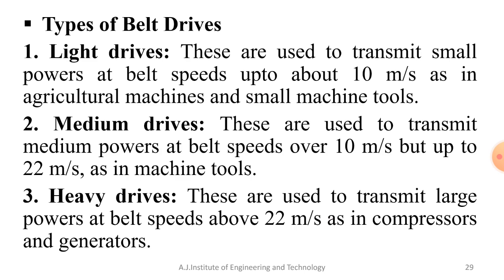Light drives are usually used in agriculture machines and small machine tools. Medium drives can be used in machine tools applications, and heavy drives are usually used in compressors or generators. So these are the different types of belt drive based on velocity of the belt. There will be different classifications based on different factors. This is one of the factors, based on belt speed. That is a very important thing.